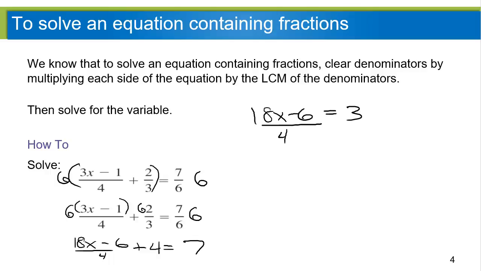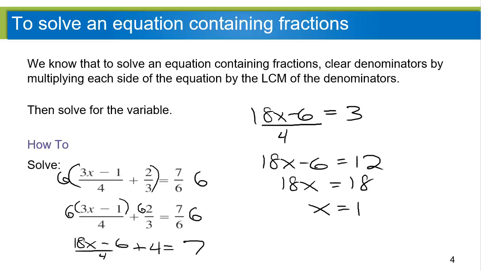And now multiply both sides by 4 to get rid of this fraction. 18x minus 6 equals 12. Move the 6 over. 18x equals 18. Divide by 18, x equals 1. Bring it back over here and check. If we check it, we get 3 times 1 is 3. 3 minus 1 is 2. We have 2/4 plus 2/3 has to equal 7/6.